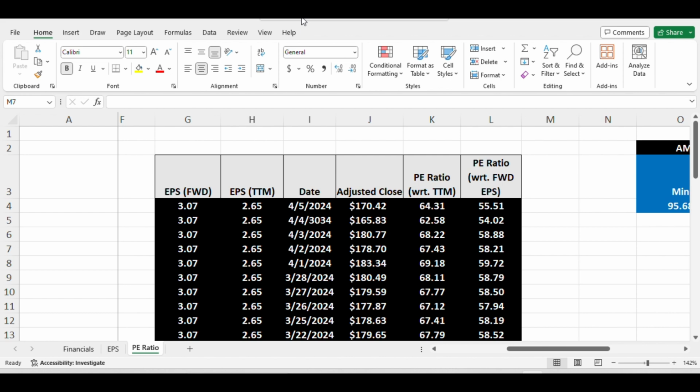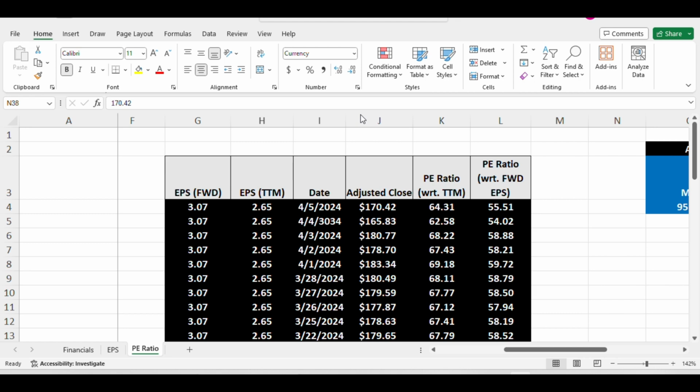Now, let's get started. You see this table on your screen. In this video, I'm trying to calculate the expected price range for AMD for the future. For that, I captured the EPS forward, EPS trailing 12 months, adjusted closing price for last 30 days, and the PE ratio trailing 12 months, and the PE ratio with respect to forward EPS.